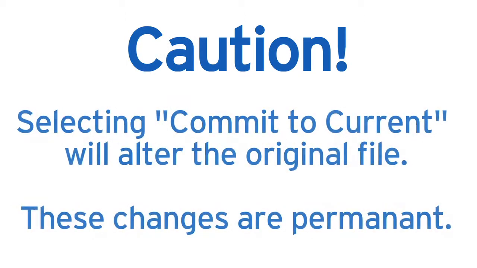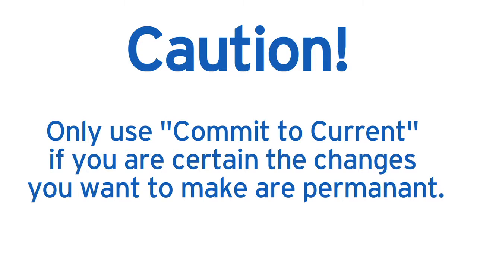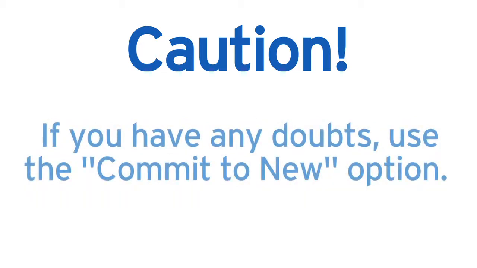A word of caution: when you select Commit to Current, you are altering the original file. These changes are permanent and cannot be reversed. Only use Commit to Current when you are absolutely certain that the edits that you want to make are permanent. If you have any doubts, then use Commit to New and create a new file.